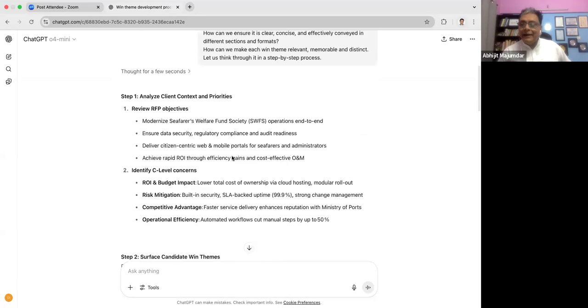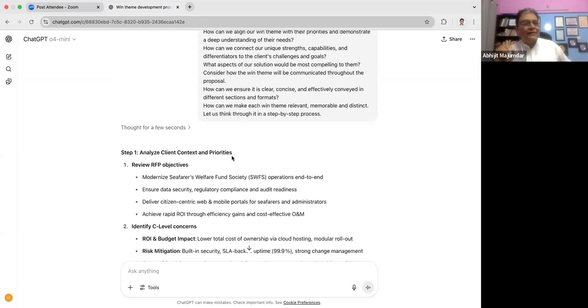So not only did it reason out, reflect and reason, but it also acted in creating the win themes, and not only acted on creating the win themes, but even told you where in the proposal which win theme you should use.